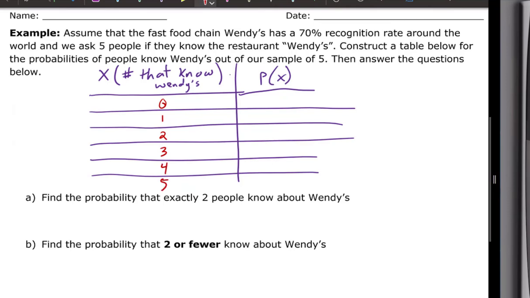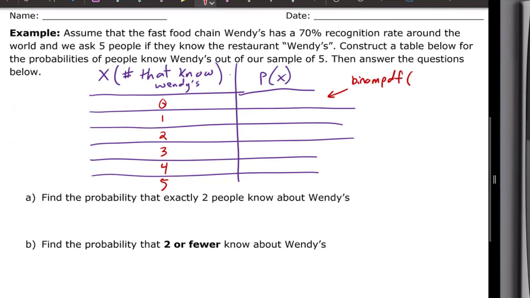And then once you get your chart beginning, we want to actually fill out the probability side as well. Now, how exactly are we going to generate the numbers that go here? Well, first, convince yourself this is a binomial probability distribution, because the 2 options you're going to have are people either know Wendy's or they don't know Wendy's. So this will end up being a binomial probability distribution. So you can actually use Binomial PDF for each of these.